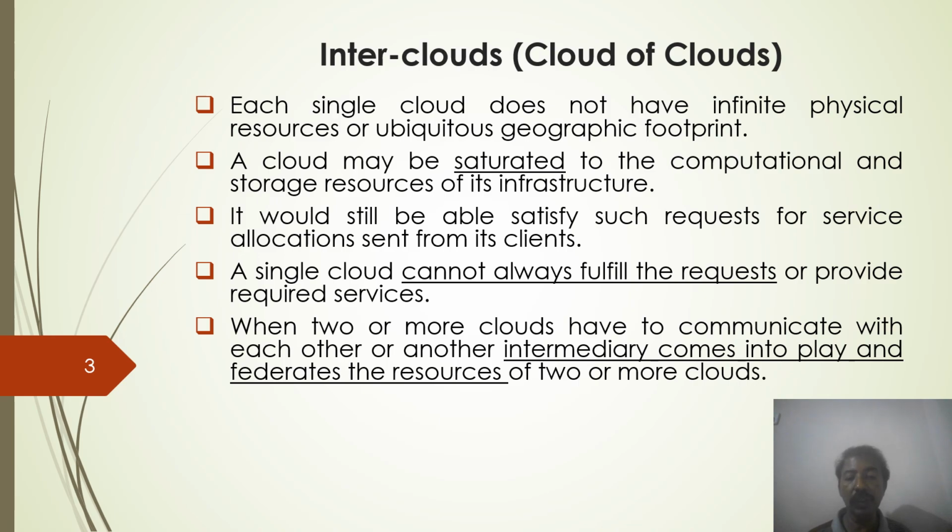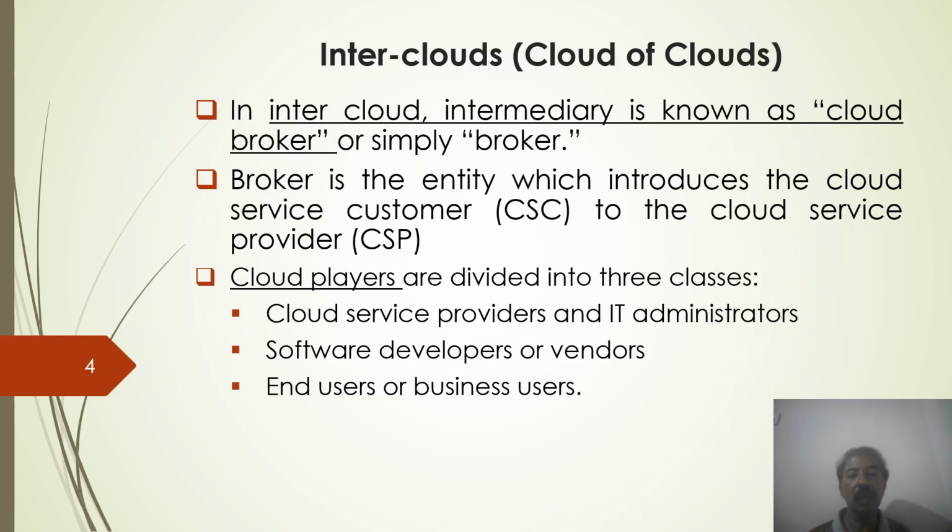When two or more clouds communicate with each other, another intermediary comes into play and federates the resources of the two or more clouds. That intermediary is called the cloud broker. The intercloud intermediary is known as the cloud broker, or simply the broker. The broker is the entity which introduces the cloud service consumer and the cloud service provider. Therefore, it acts as the intermediary for CSC and CSP, the cloud service consumer and cloud service provider.